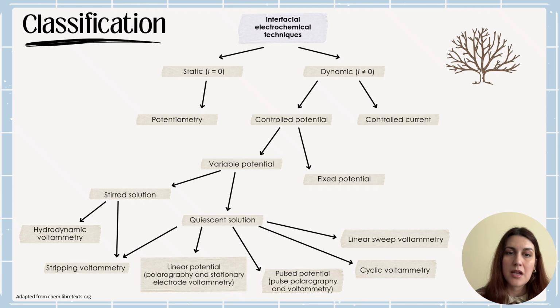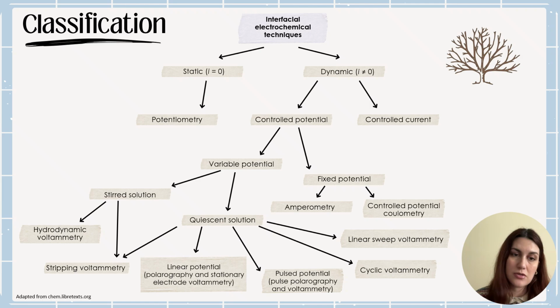If instead a fixed potential is applied, we can perform techniques such as amperometry, where the current is monitored over time at a constant potential. Another example at a fixed potential is controlled potential coulometry, where the total charge passed during a reaction is measured. Another branch of dynamic methods involves controlled current techniques, where the current is fixed and the potential response is measured. An example here is controlled current coulometry, which is often used for quantitative electrochemical analysis.